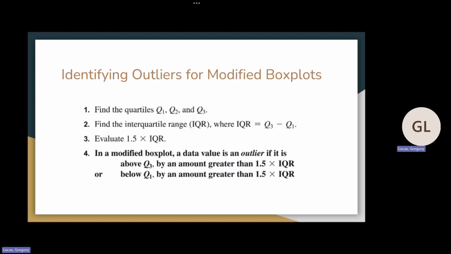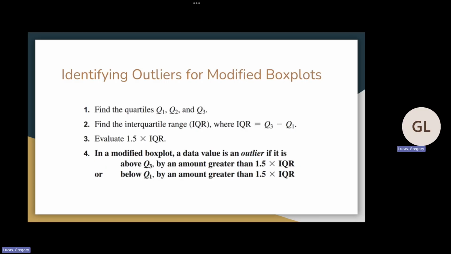So let's talk about what's called a modified box plot and identifying outliers. What we're going to do is find our 3 quartiles. We're going to find the IQR, so we take the value of Q3 minus the value of Q1. And we want to do 1.5 times the IQR.